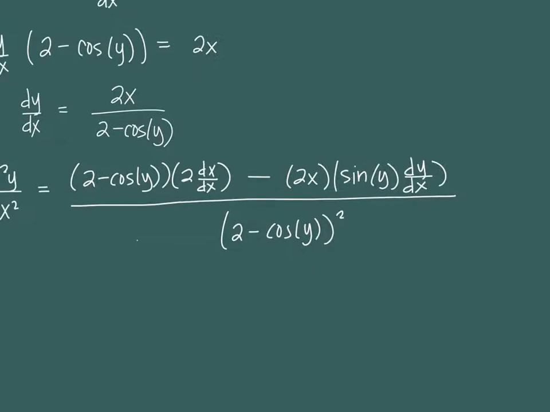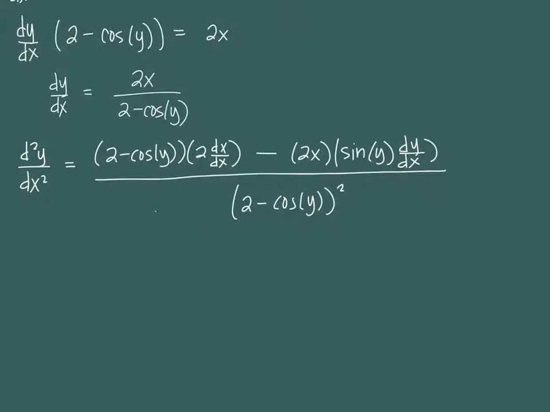Why do we need to use implicit differentiation again? Because I've got two different variables. I've got x and I have y. I don't have just a single variable. If I had a single variable, absolutely, like if it was 2x over 2 minus cosine x, but I've got two variables. So what happens to the dx/dx? It reduces. What happens to the dy/dx? I replace it with what dy/dx was that I just found.